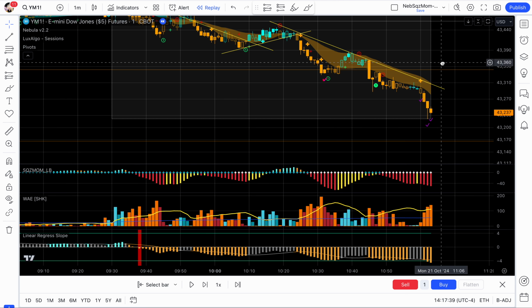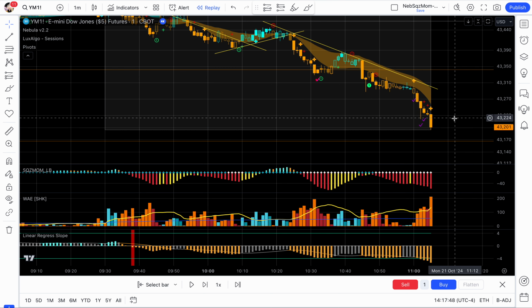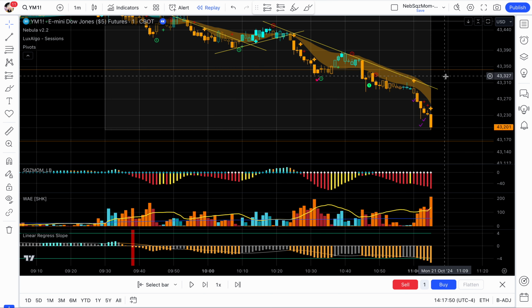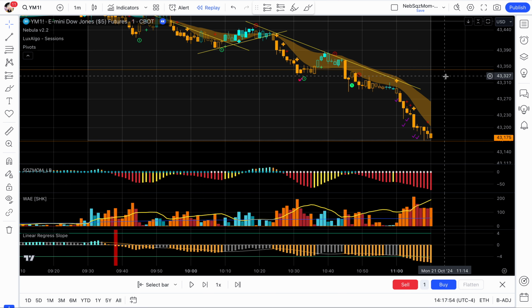Oh, there's some check marks though. Check mark tells us it might be the end of the trend. But no, it keeps going. So don't decide too quick. Look for confluence. We didn't break up through the trend line. We're still going down.